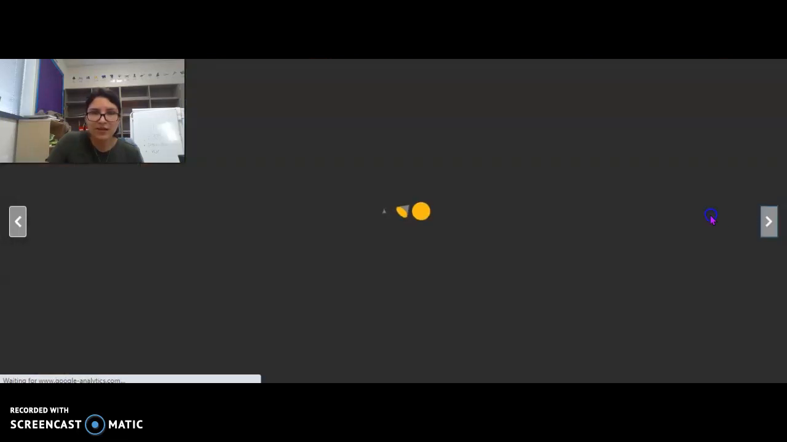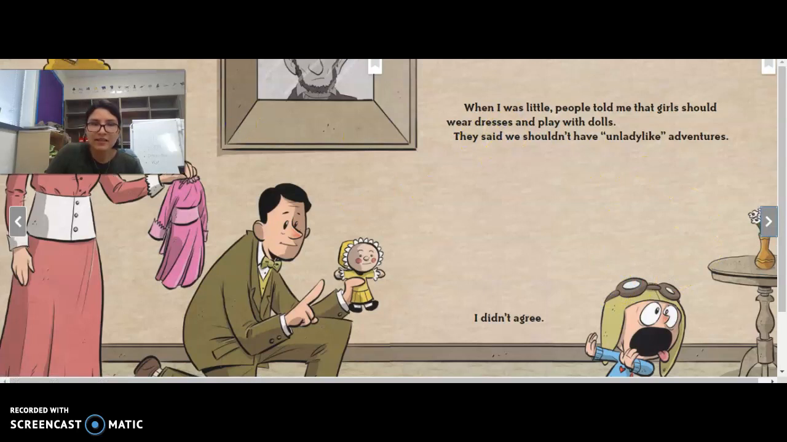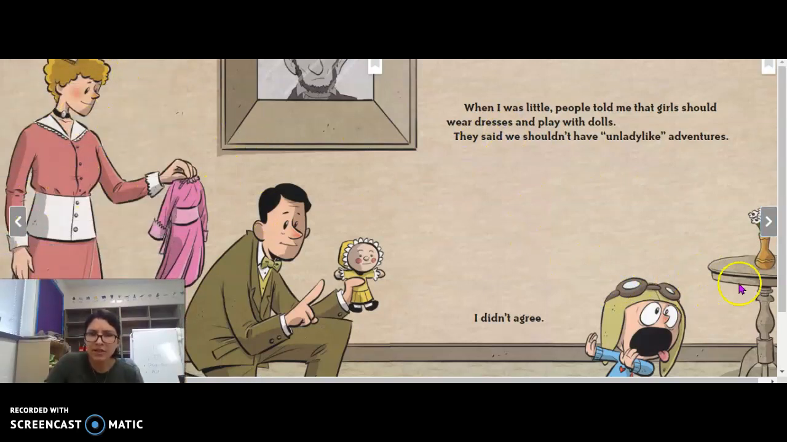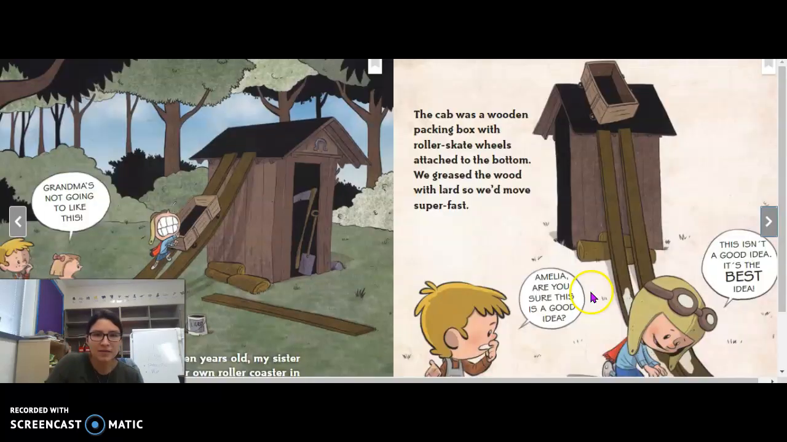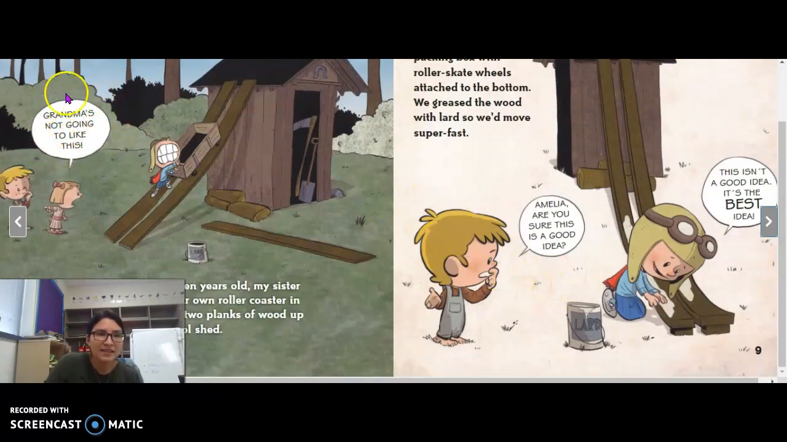So let's go ahead and look for some text features. Notice, is this a photograph or is this pictures done with a pencil and crayon and whatnot? They're pictures, they're not photographs. What is this? They're little speech bubbles, right? Here's one. "Amelia, are you sure this is a good idea? This isn't a good idea." "It's the best idea." They're having dialogue. They're having conversation. So dialogue was one that I wanted to go over. So a speech bubble. We saw bigger text, colorful text.